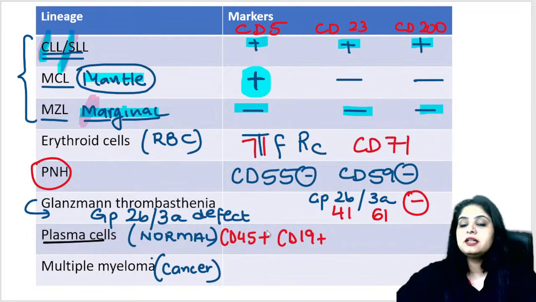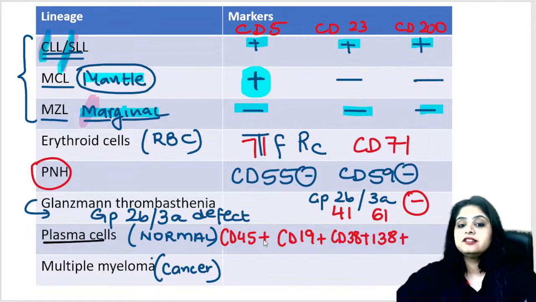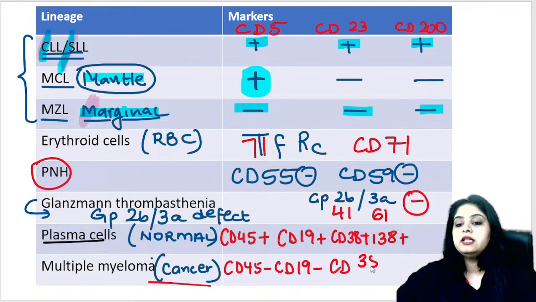Then after every parental marker you have to have your own identity. So what is the own identity? 38 and 138. CD38 and 138, both of them are gonna be positive. That is the identity this cell has. But now when we go to cancer, cancer is a bad child. Cancer will not take care of his parents. So first of all it will make CD45 negative and 19 negative. Forget the parents. Only focus on your own self. It will only keep 38 and 138 and it will forget the parents.